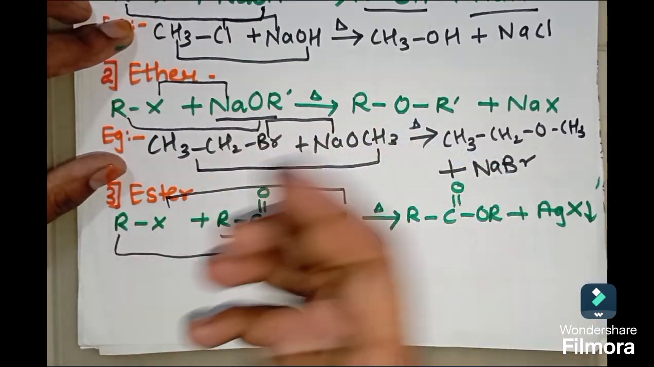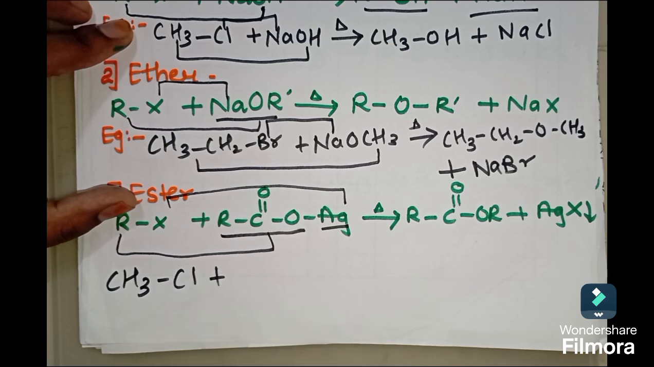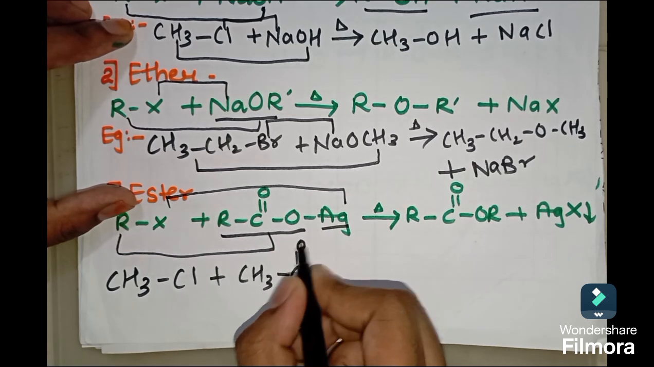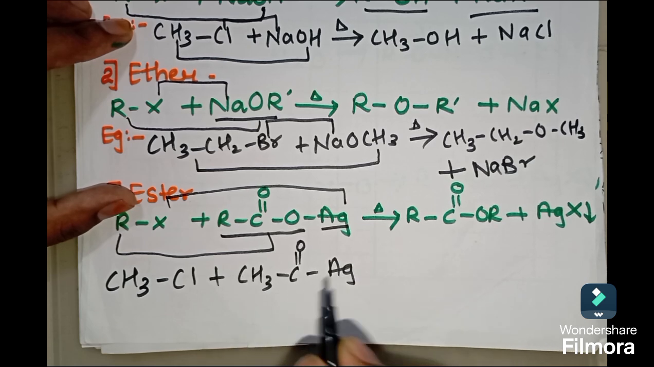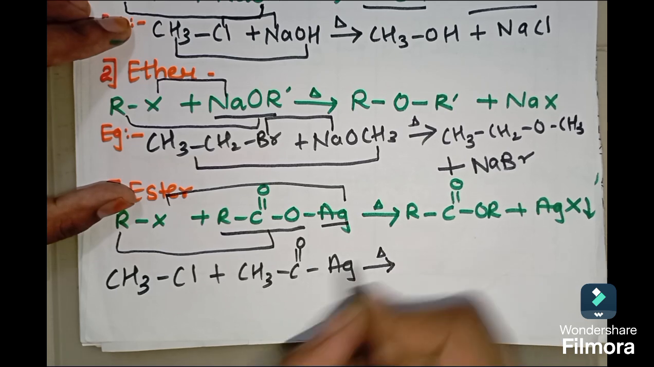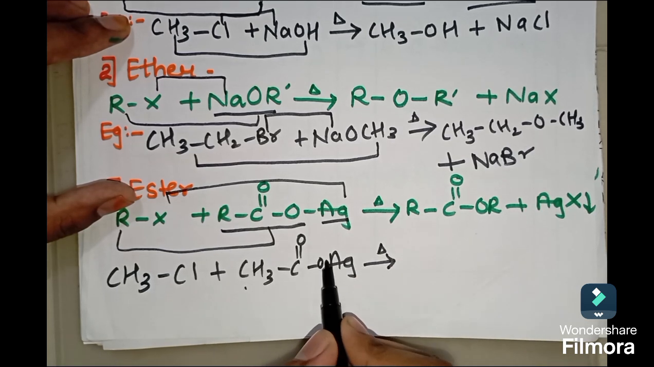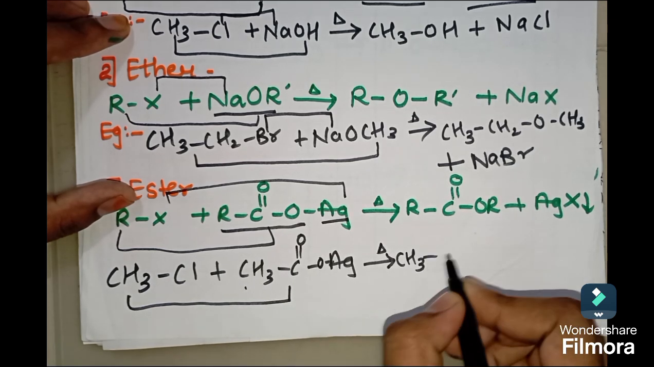Now we will take one example to understand it. We will take methyl chloride and react it with the silver salt of acetate. Since I have taken 2 carbons over here, it will become acetate. And we'll heat it. Now what will happen over here, students? O is missing. So this part will get combined with CH3. Here I have drawn it.